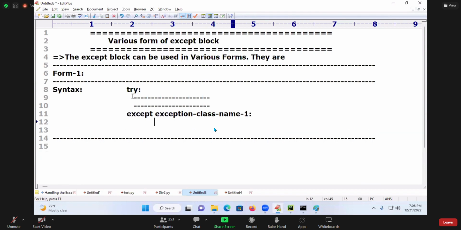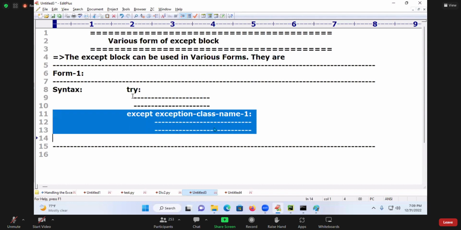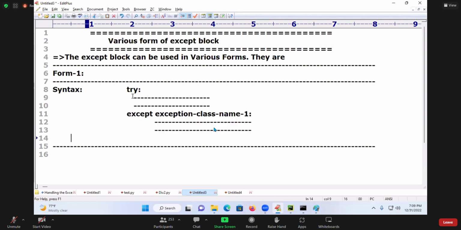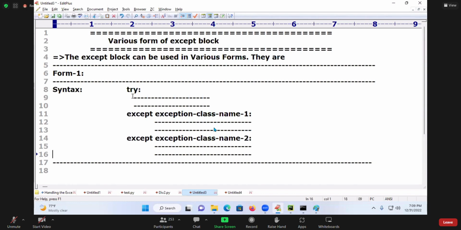Same thing, except I am writing. There I will write what, students? Exception class name 1. Correct? And I will write some block of statements. This is what we already discussed; I told you the standard format yesterday. Like that I can write exception class name 2, and like that I can write many more. This is called standard syntax.